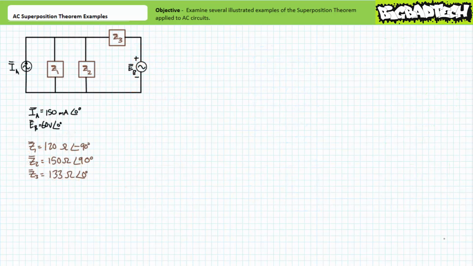Our third and final illustrated example problem features a series parallel combination of two sources and three impedance elements. Current source IA has a value of 150 milliamperes at an angle of 0 degrees. Voltage source EB has a value of 60 volts at an angle of 0 degrees. Impedance element Z1 has a value of 120 ohms at an angle of negative 90 degrees. Impedance element Z2 has a value of 150 ohms at an angle of 90 degrees. And finally, impedance element Z3 has a value of 133 ohms at an angle of 0 degrees.